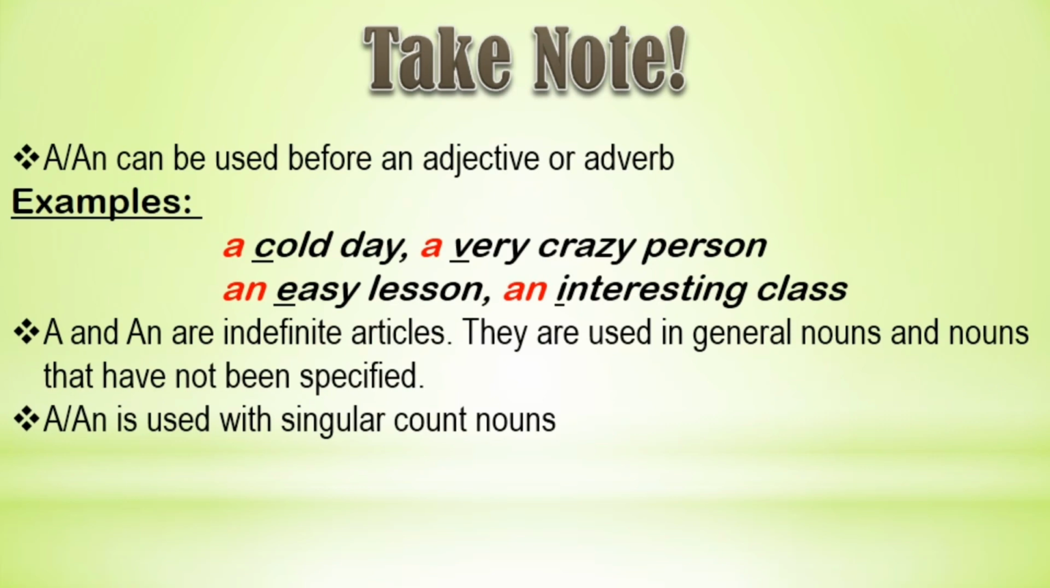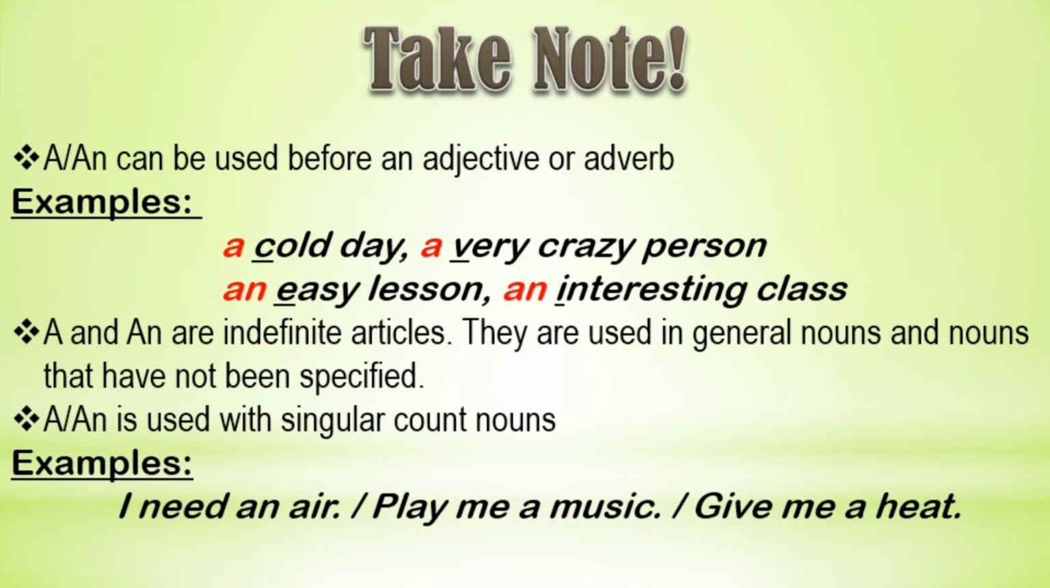Examples: pen, cell phone, computer. A or N is used with singular count nouns. We have here examples: need an air, play me a music, give me a hit. So, air, music, and heat are not examples of singular count nouns because they are not count nouns. They cannot be counted. Therefore, they are not examples of count nouns. So we're going to remove A and N in these following sentences.